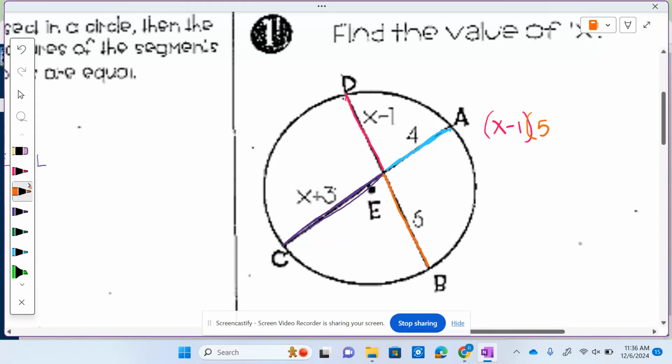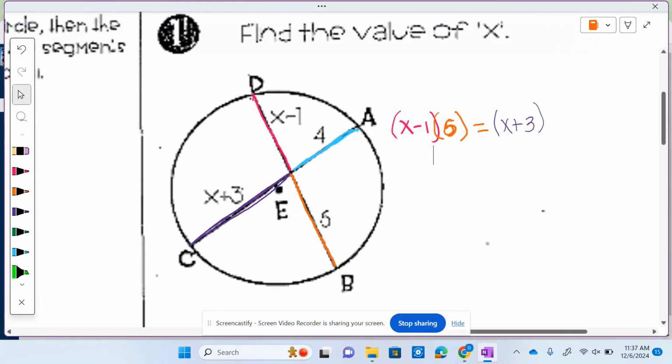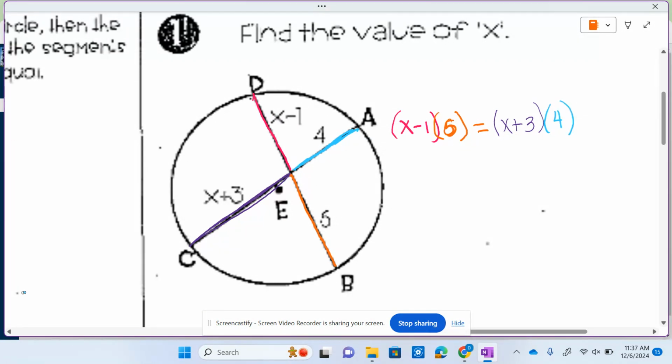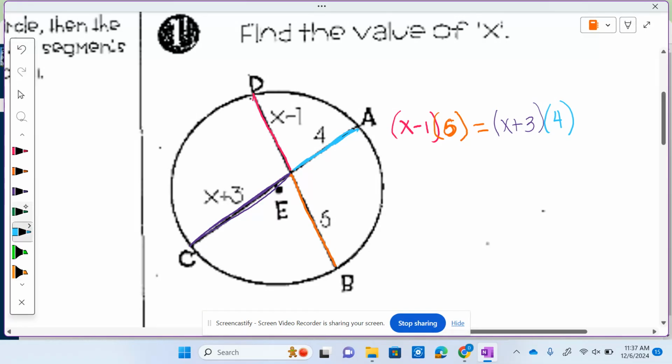times 5 has to be equal to x plus 3. Is that a 5 or a 6? Okay, sorry, I'll fix that in a hot second. This is a 6. Times, the blue color, times 4. Okay, so I'm going to distribute. 6 times x is 6x. 6 times negative 1 is negative 6, equals 4 times x is 4x, and 4 times 3 is 12.